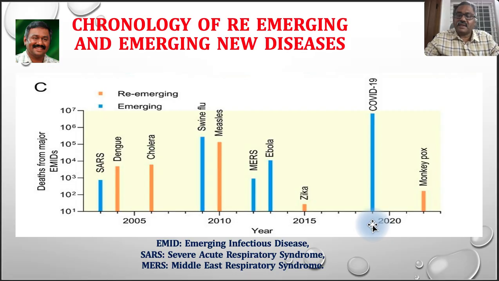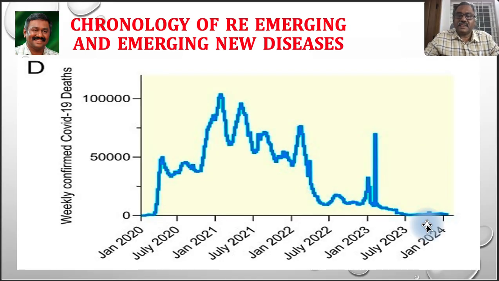And in the year 2019-2021, because of COVID, more than 10 to the power of 7 people died. And in the year 2022, because of monkeypox, more than 10 to the power of 2 people died. So many deaths have happened because of re-emerging and emerging diseases. The thing is, a lot of death has happened because of coronavirus.